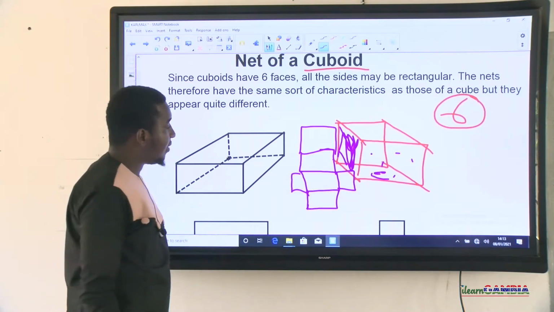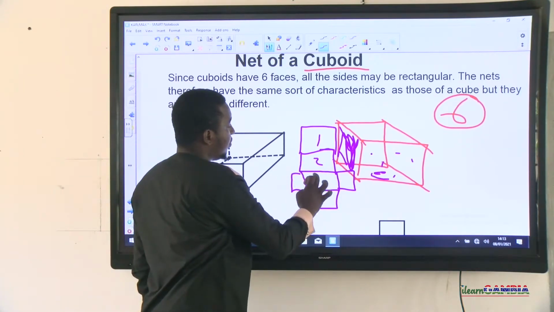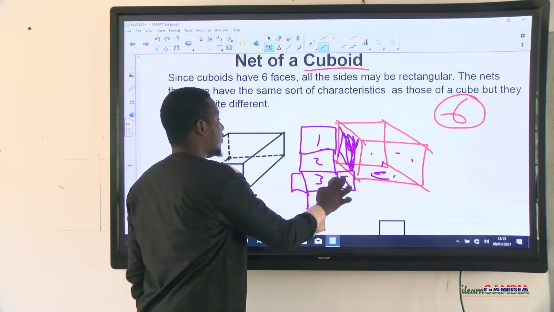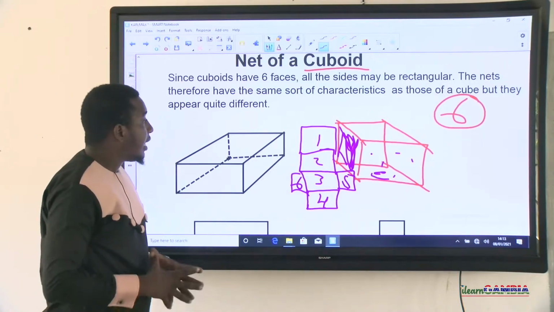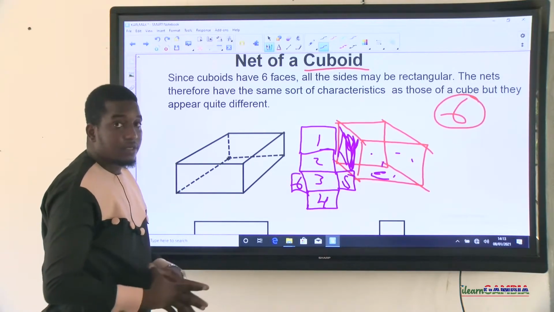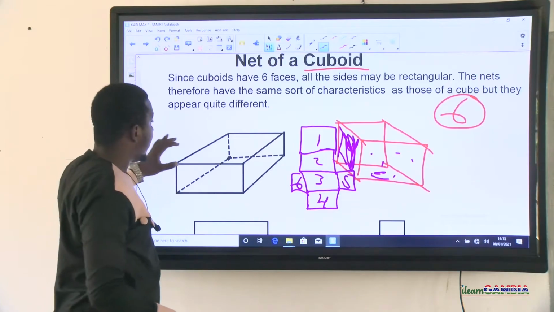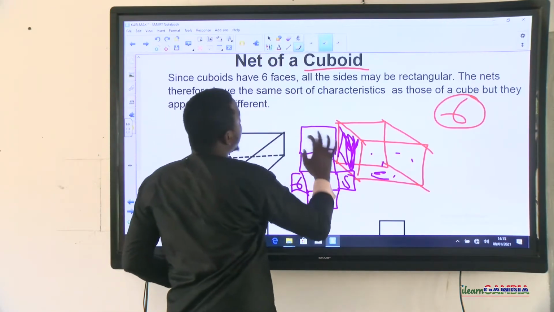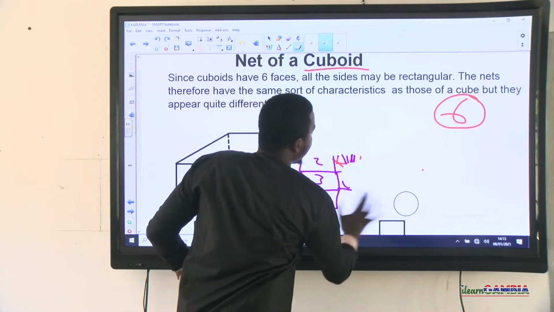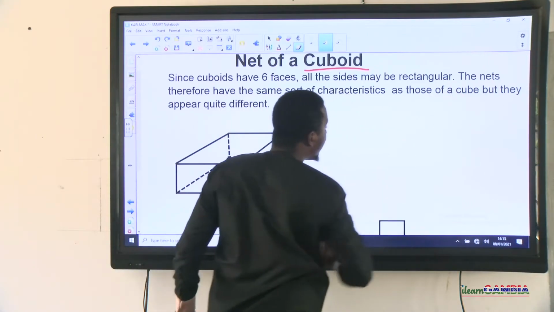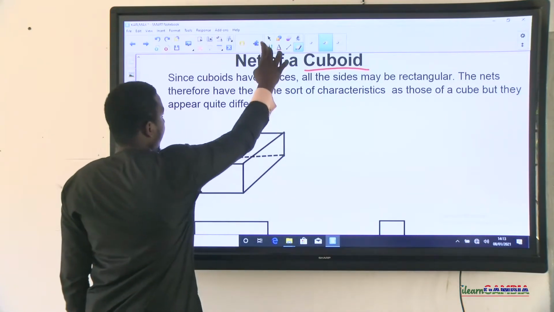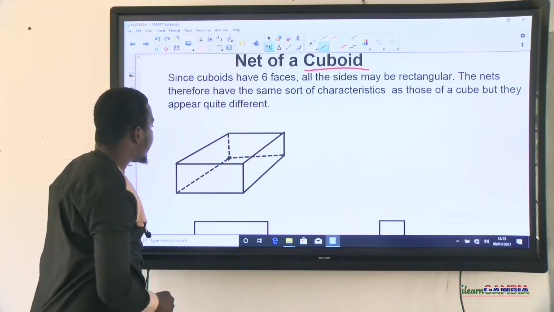How many faces are there? We have 1, 2, 3, 4, 5, 6. In the previous lessons, we've learned that cuboids have 6 faces. Cuboids have 6 faces. Now let's look at the one that we have on the board. And if you open it, let's see how the net will look like, like this one that we have here.